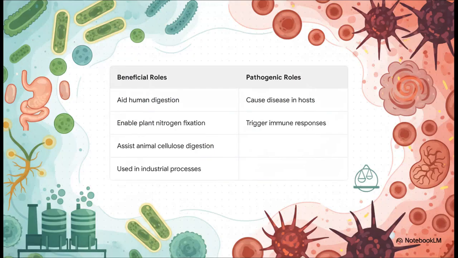Now, it's really important to get this straight. Microbes have kind of a dual role. When you hear bacteria, you might immediately think of diseases, and sure, some of them are pathogenic, but the vast majority are actually beneficial. They're absolutely essential for things like our own digestion, for helping plants get nitrogen, and they're even used in all sorts of industrial processes.